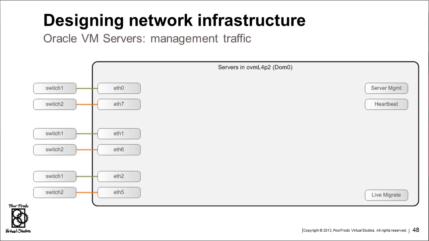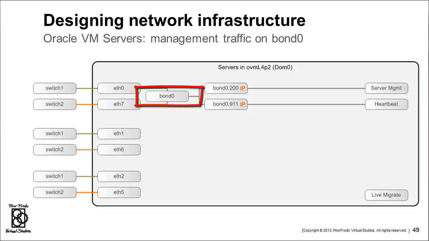Now there are only 3 network channels or roles that we need to worry about for our management infrastructure, and that's server management, the heartbeat, and live migrate. In this case, I'm going to divide the load for each of the network channels across the 3 bonded interfaces I plan to create.